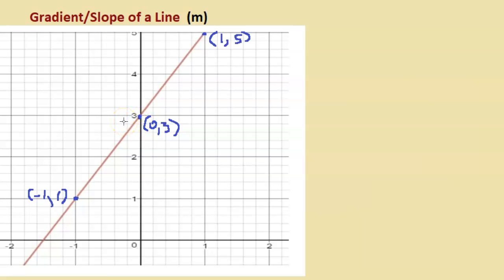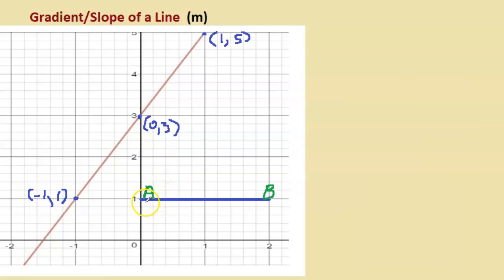Now, suppose there's a line like this. Let me just draw a line here. Let me just use a different color. Use blue. And let's say we have a line like this. Let me call this point A. And let me call this point B. And what if I ask you, what is the gradient of AB?